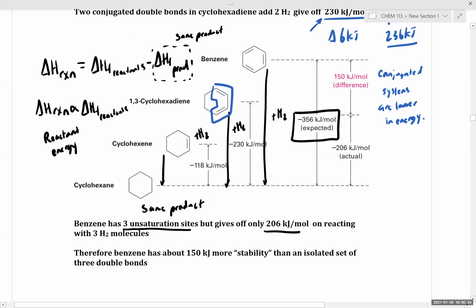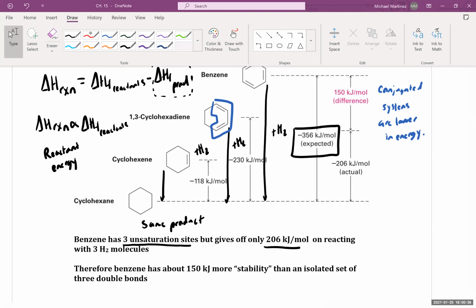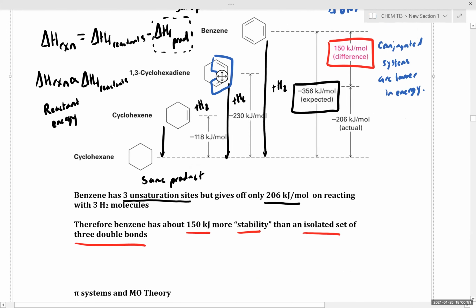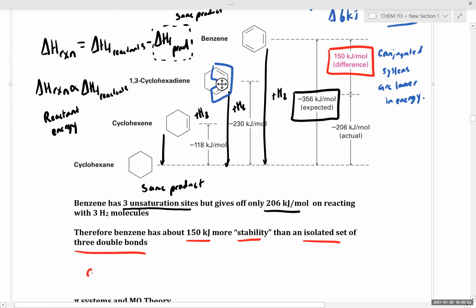Further, we can estimate that benzene has about 150 kilojoules more quote unquote stability than an isolated set of 3 double bonds. This difference is pretty massive. And what we can conclude from this is that aromatic systems are unusually stable.